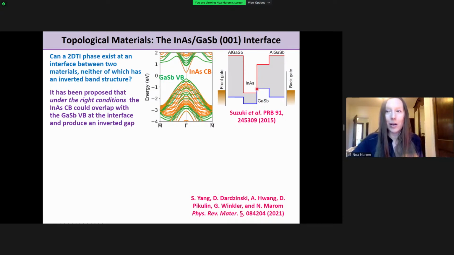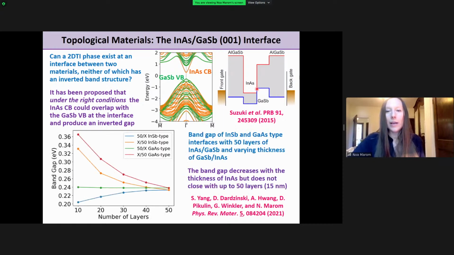There's some debate over whether it's actually achieved in practice. And so we wanted to see by computer simulations, maybe what would be the right conditions. So we started by trying to find a critical thickness where this band crossing and inversion might be achieved. And you see here, this interface, first of all, has two types of terminations, where the indium can be in contact with the antimony, or the gallium can be in contact with the arsenic. And it makes a difference which interface type you have.